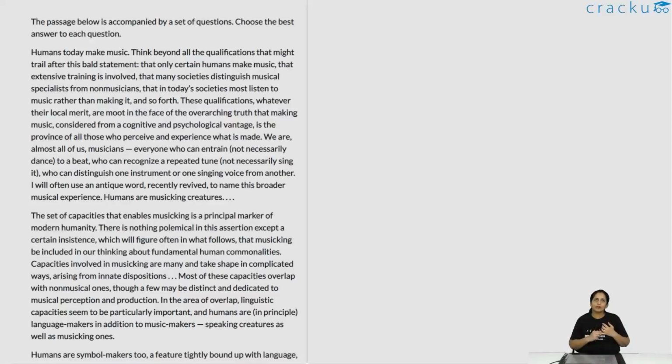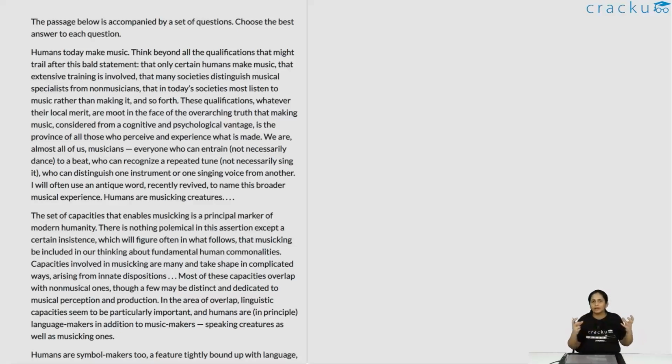He says that from a cognitive and psychological perspective, anybody who can understand music, who can follow a beat, who can understand a tune, who can distinguish one instrument from another, who can distinguish one voice from another, is basically musical. They have musical abilities. You might not be able to sing, you might not be able to dance, but every human has that musical ability. It is a basic human ability that everybody has.